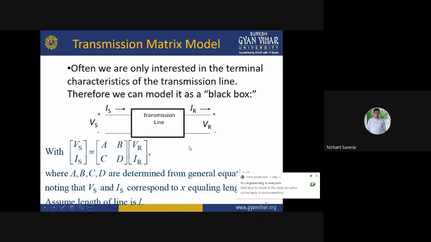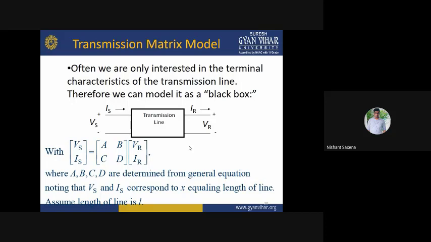Now look at the transmission matrix modeling. Till now we have seen the modeling of short, medium and long transmission lines, and we have also seen how to calculate the inductance, capacitance, resistance and conductance for lumped and distributed parameters. Now it's time to understand how matrix models are created for the transmission line. Often we are only interested in the terminal characteristics of the transmission line, so we can model it as a black box.